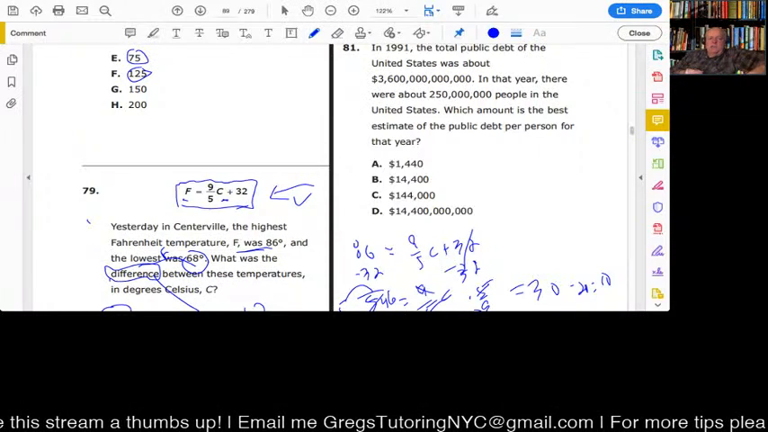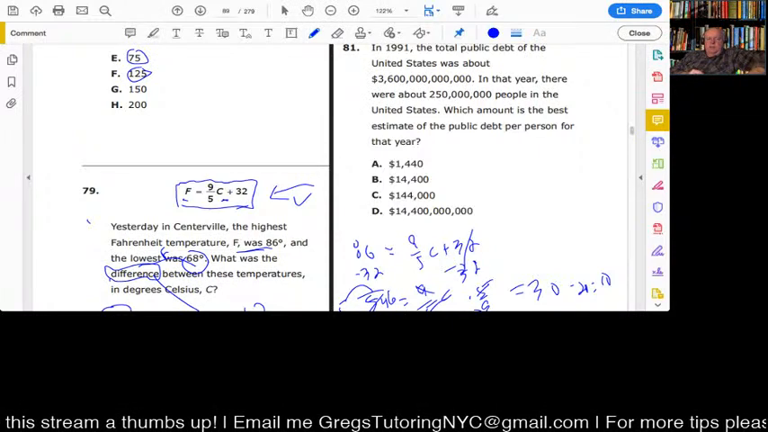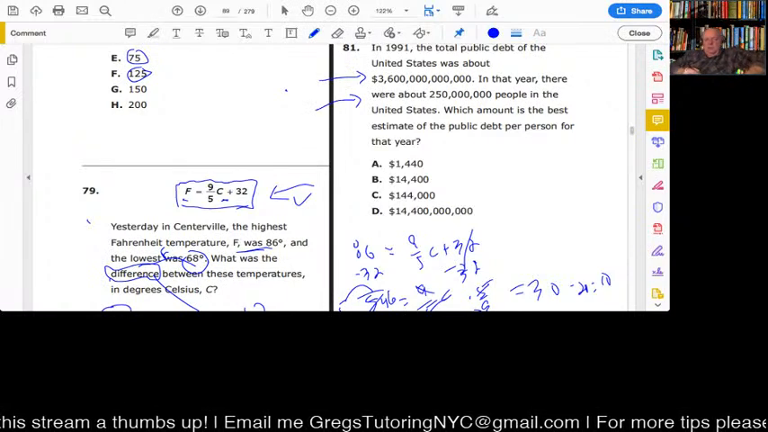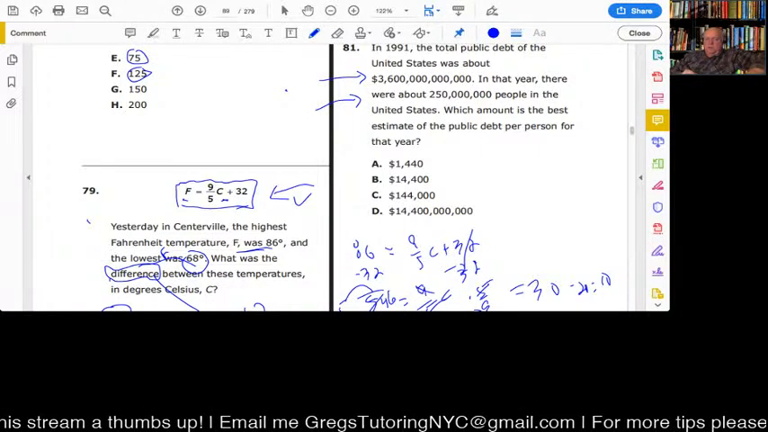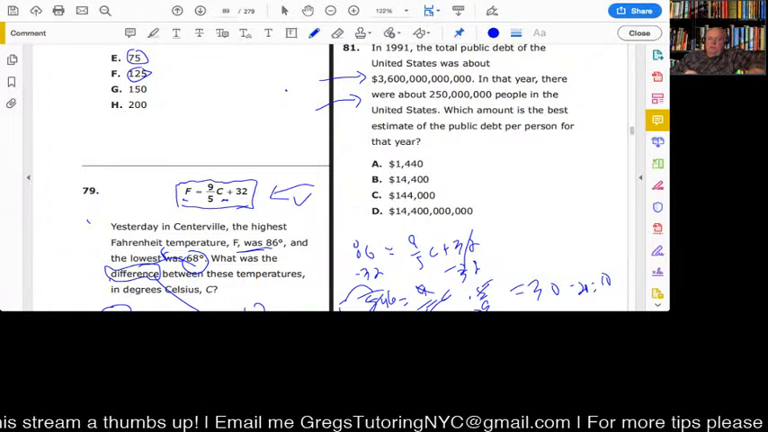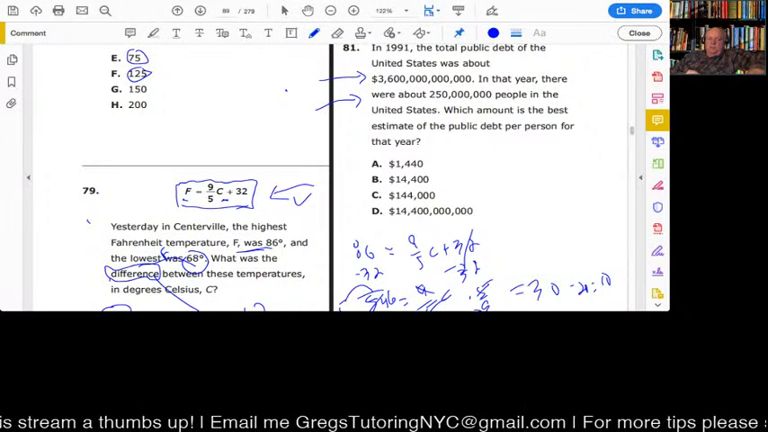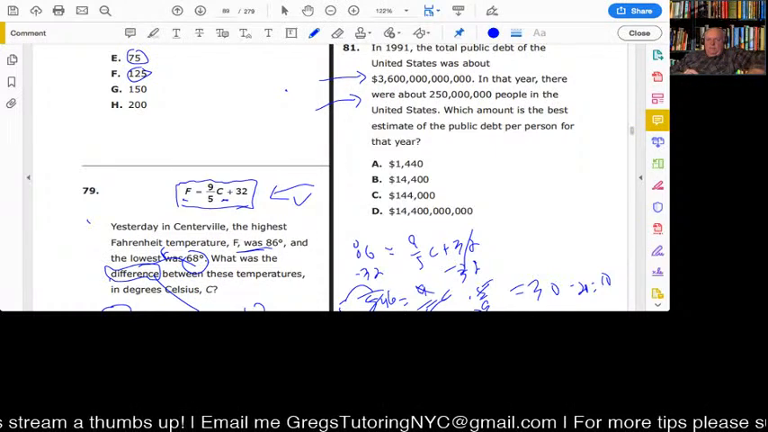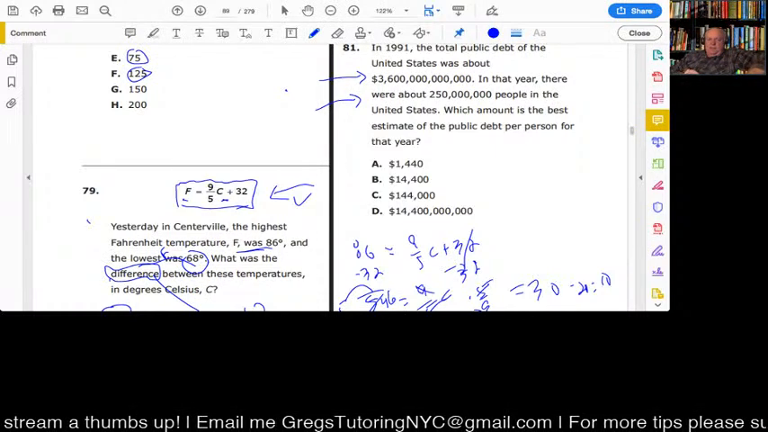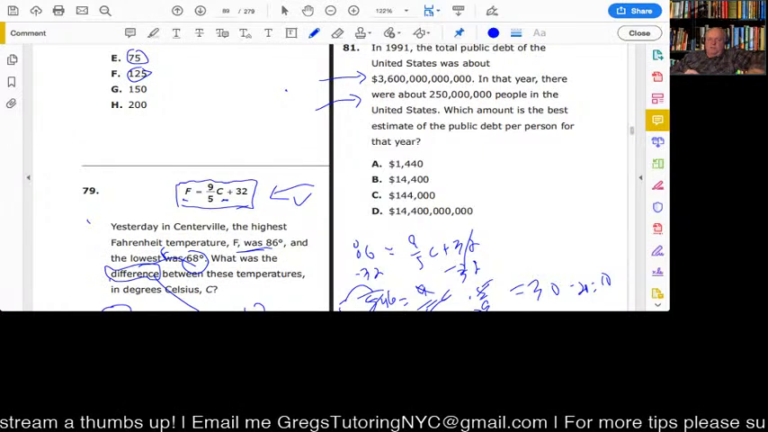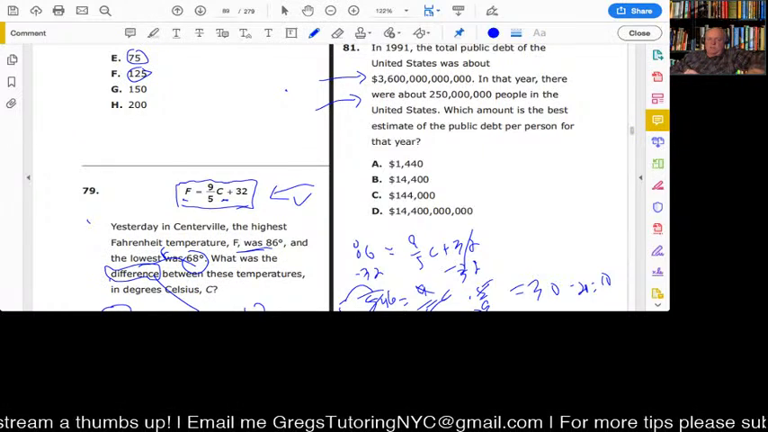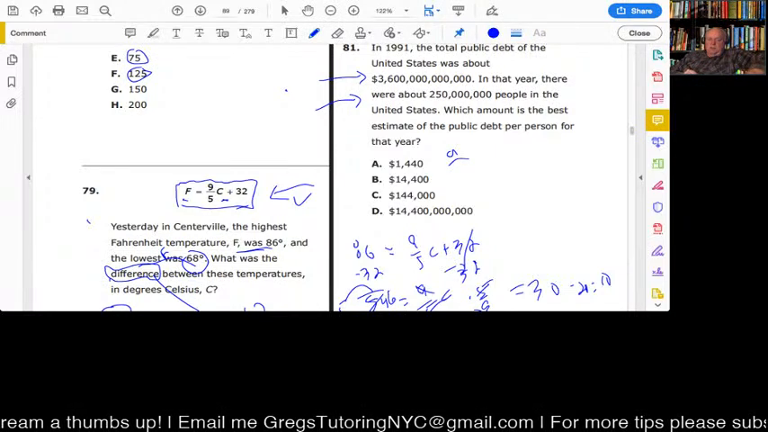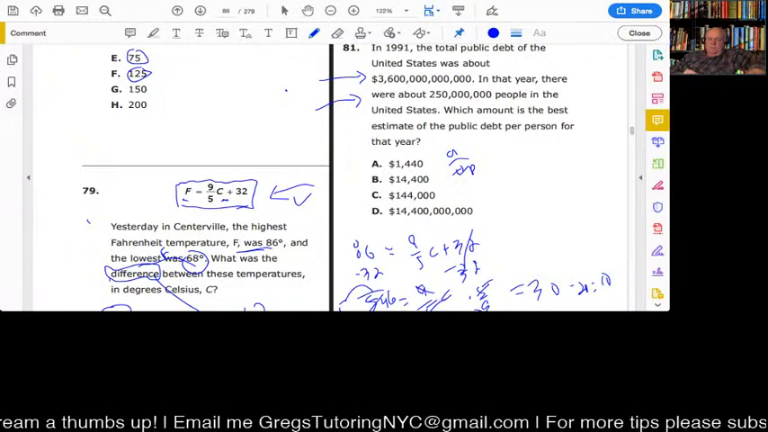Okay, in 1991, so I said the SHSAT normally doesn't throw ugly numbers at us, but both of those numbers are like, uh-oh. So in 1991, the total debt of the United States was that huge number there. Millions, billions, trillions, gazillions. No, it's trillions. And that year, there were 250 million people in the U.S. Which amount is the best estimate of the public debt per person? So it's the amount over the number of people, equals whatever it is.